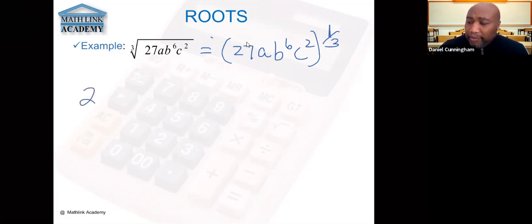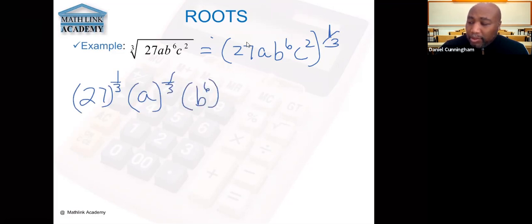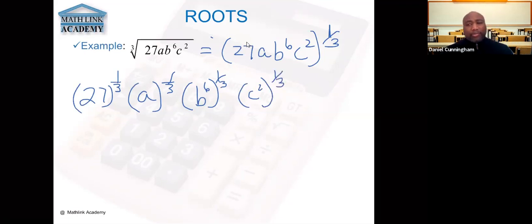So this will be 27 to the 1/3. You just have to figure out what that is. Then a to the 1/3, b to the 6 to the 1/3, and then c squared to the 1/3. So that's one way to look at it. There are many different ways to look at it, but that's one way.